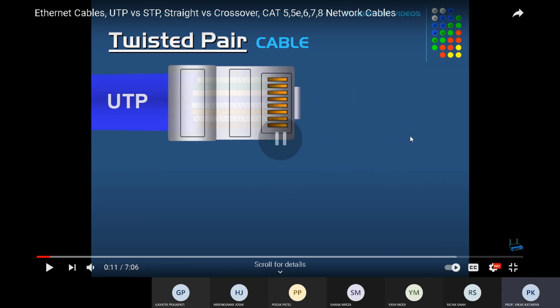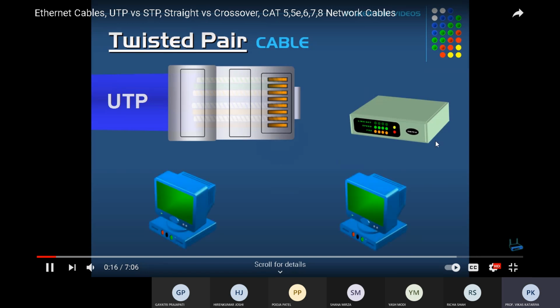This is the way the RJ45 connector fits into the twisted pair cable. And this cable can be connected to the switch or router. So if you have two different machines and a single router, you can connect your two different machines with a router or switch by using twisted pair cable.